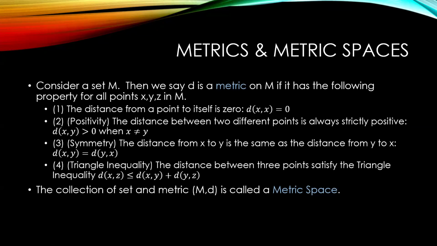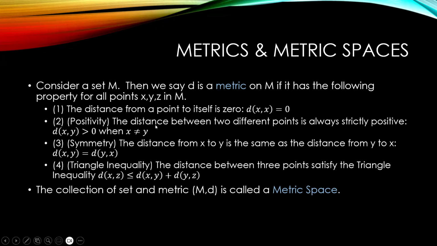And so let's come up with our definition. And it's a weird one, but if we take it bit by bit, we should be okay. And so consider a set M. Then we say D is a metric on M if it has the following properties for all points x, y, and z in M. And so the first property, the distance from a point to itself must be 0. And so d(x,x) equals 0. The distance from something to itself, there's no distance there.